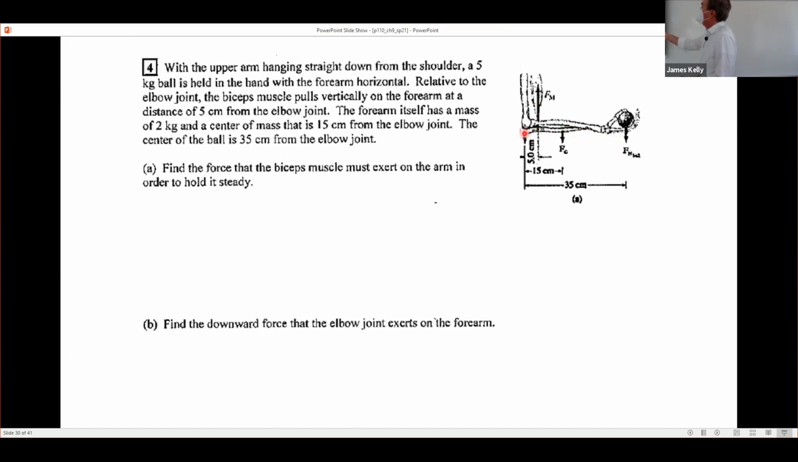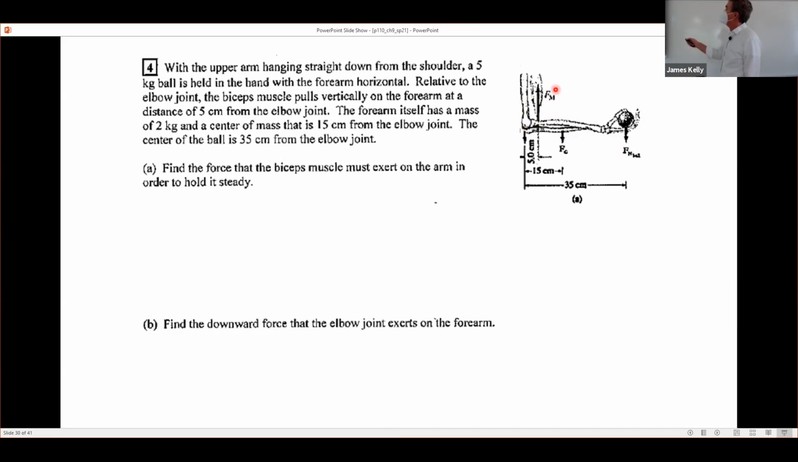This would rotate down. It would rotate up where the elbow is. And so there's got to be a downward force there to hold it. And the second part is to find that downward force at the elbow. It's kind of hard to see stuff in the diagram, but there are 4 forces labeled, right?